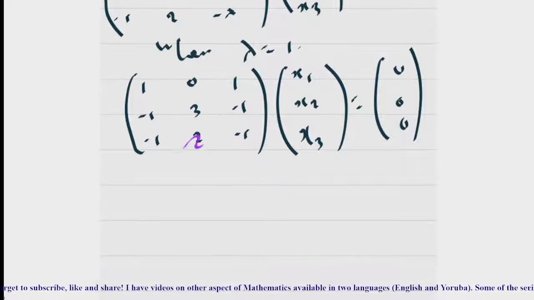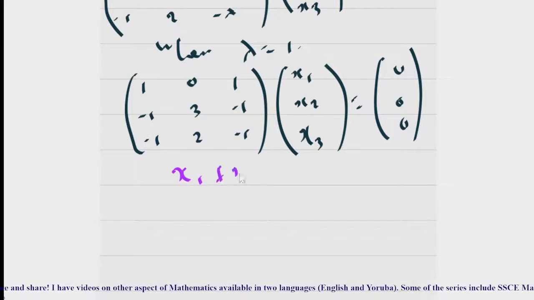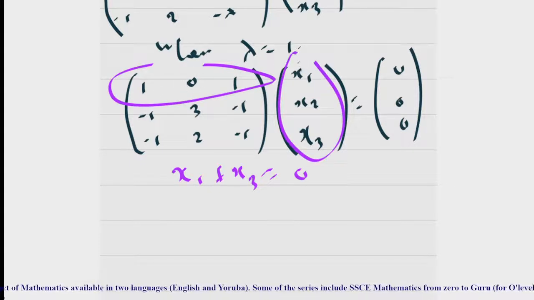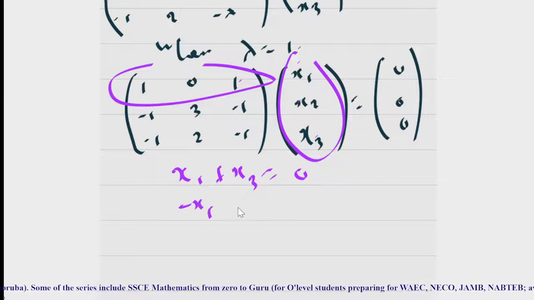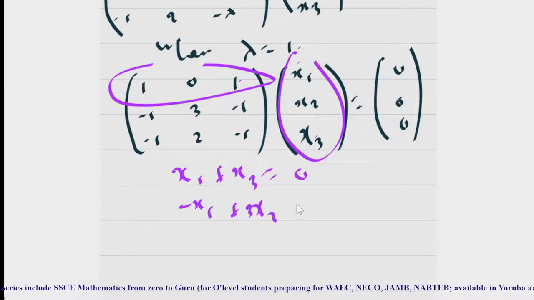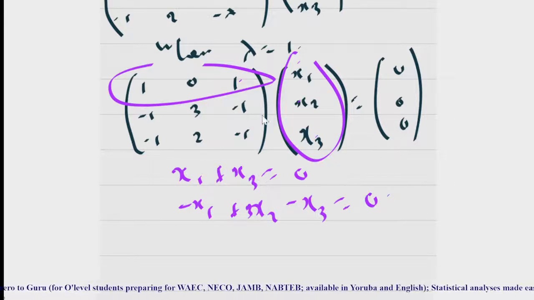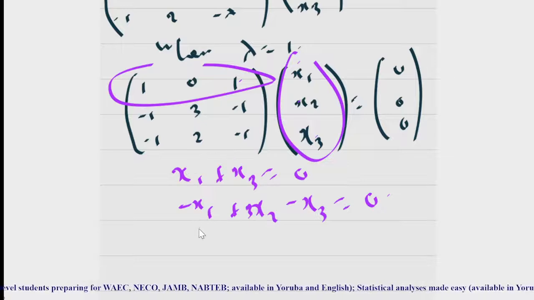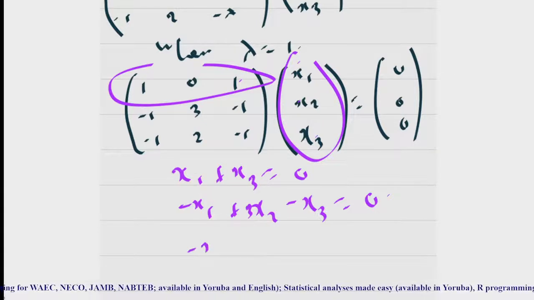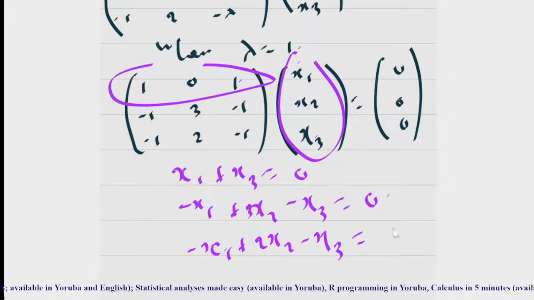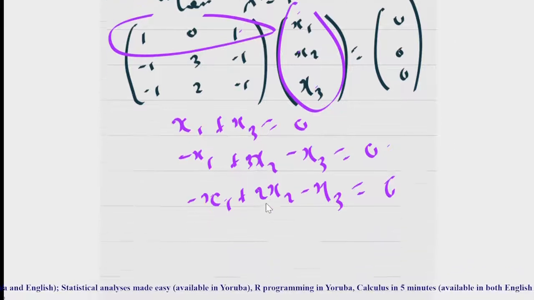Okay, now if you do this, I'm going to have x1 plus x3 is equal to 0. I multiply this row with this column: 1 times x1 is x1, 0, 1 times x3 is x3, is equal to 0. And then I'm going to have minus x1 plus 3x2 minus x3 is equal to 0. And lastly, I have minus x1 plus 2x2 minus x3 is equal to 0. I hope you understand now.